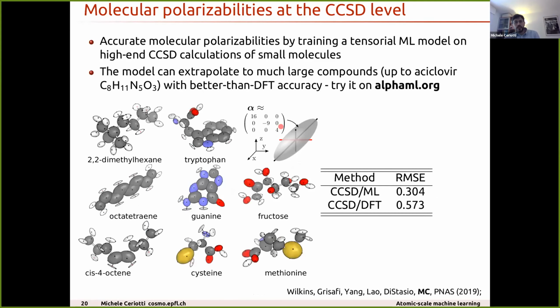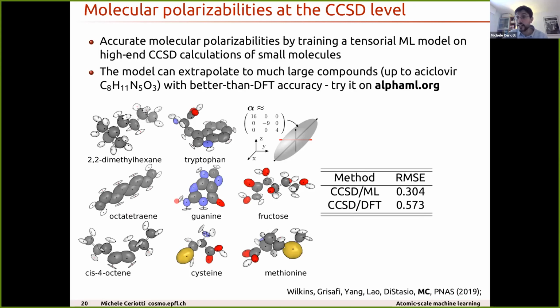So what can you do with these? Well, for starters, you can learn properties that are tensors. And an example is the polarizability of molecules. And actually, this is kind of nice because you can try it for yourself. You can go to alphaml.org, you upload the coordinates of a small molecule, and it will give you a prediction of the polarization tensor for that molecule.